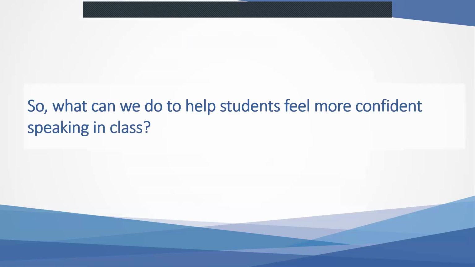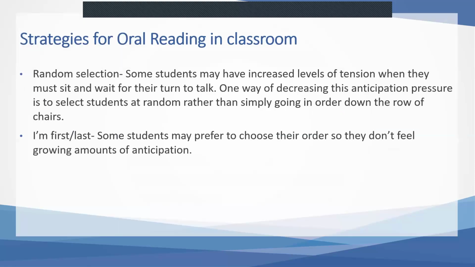So what can we do to help the students feel more comfortable speaking in class? We're going to talk about a few strategies in a couple different scenarios. This one has some suggestions for oral reading in the classroom. So if we're doing a group read, we're reading a book together, this can be a very stressful time for a lot of people who stutter or kids who don't like speaking in class. So a couple of strategies would be, one, allowing the child to choose their selection.